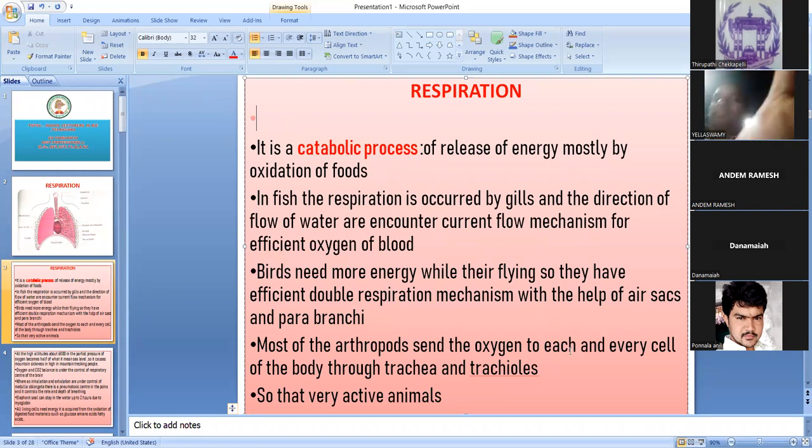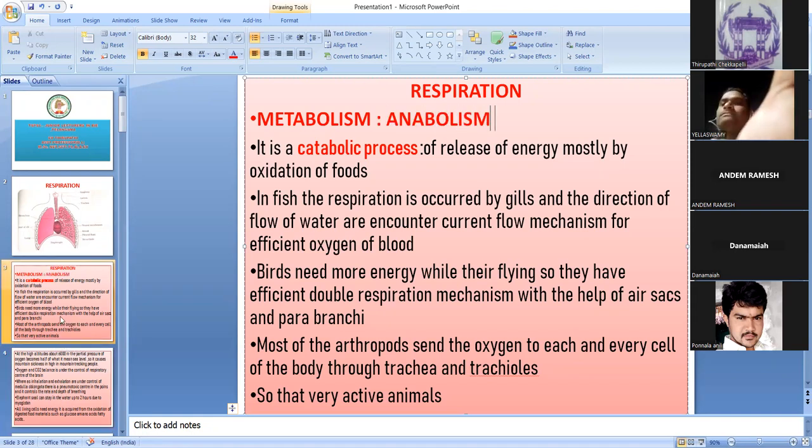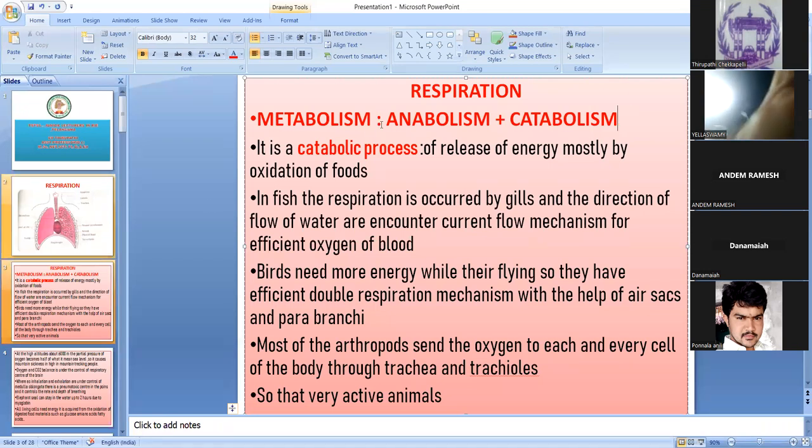We all know that all of our cells, or our body, undergo many metabolic activities. Various biochemical reactions that occur in our body are called metabolic activities or metabolism. Metabolism includes two processes, anabolism and catabolism. What is anabolism? In a single word, it is a synthetic process.